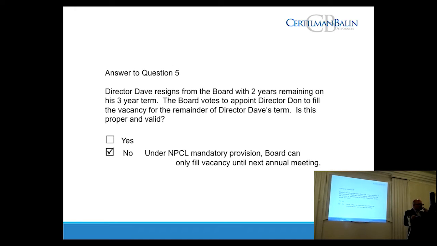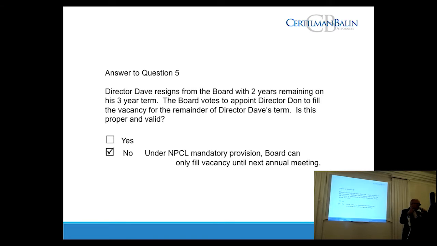In question 5, this is another area where the provisions of the law are somewhat counterintuitive. A director resigns from the board with 2 years remaining on his 3-year term. The board, under the bylaws, votes to appoint another director to fill the vacancy for the remainder of that term. Is this valid? It absolutely is not valid, because under the not-for-profit corporation law, there's a mandatory provision that says the board can only fill a vacancy until the next annual meeting.